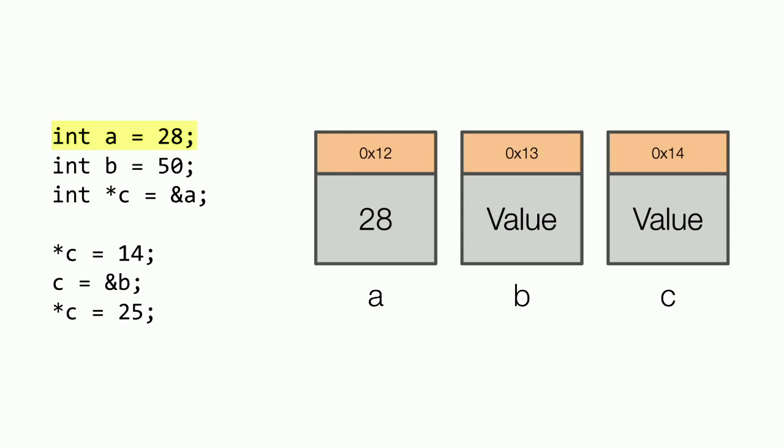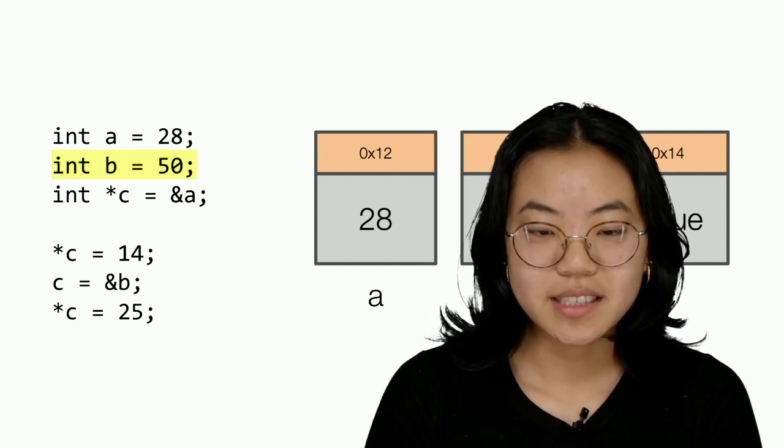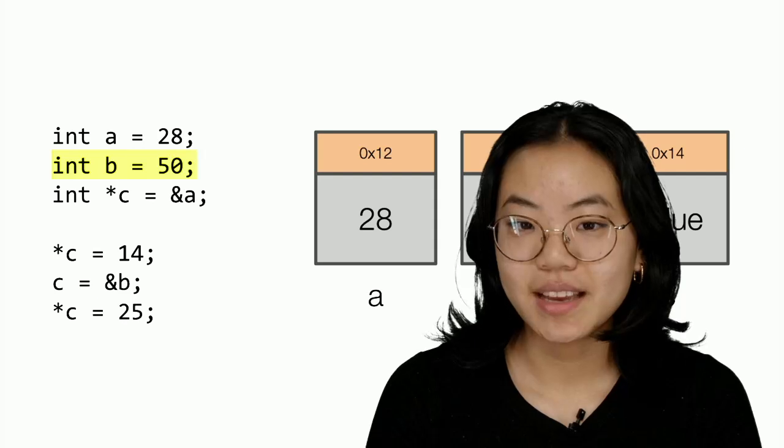So this first line is nothing new. We have integer A equals 28. So A is gonna store the value 28. Then B is going to store the value 50. And so these two pieces shouldn't be too new to you, but what about for this next line of code? We have int star C equals ampersand A.